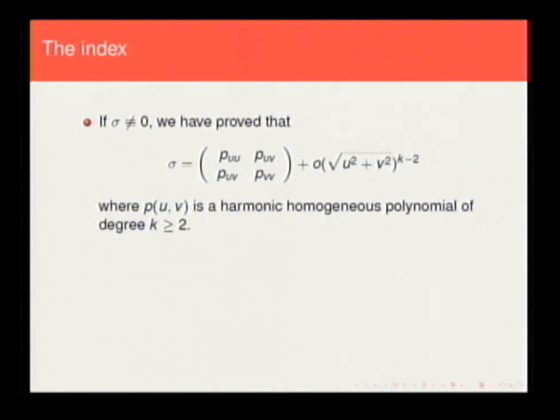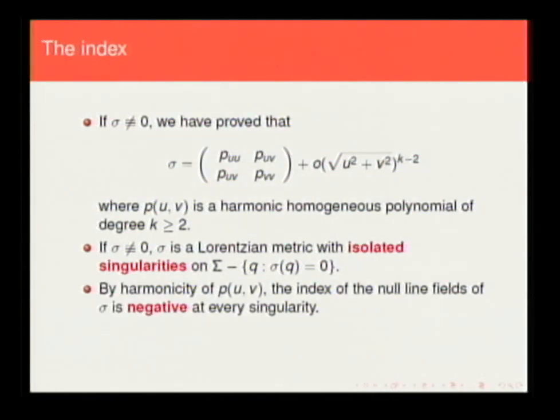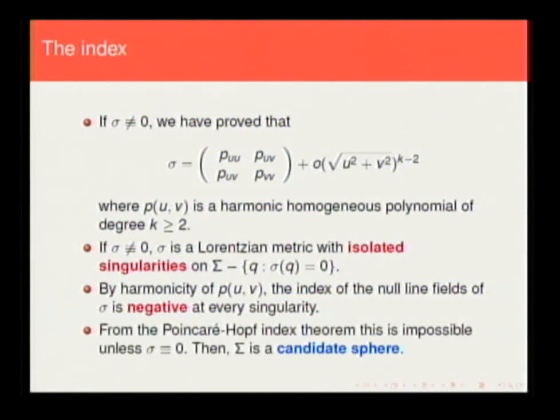Observe that, because P is harmonic, this metric is Lorentzian. The trace is equal to 0, so it is Lorentzian. If sigma does not vanish identically, sigma is a Lorentzian metric and has isolated singularities. This is due to the fact that the polynomial is harmonic. And also the harmonicity of P gives that the index of the null line fields of sigma is negative at every singularity. So the Poincaré-Hopf index theorem asserts that this is impossible unless sigma vanishes identically. If sigma vanishes identically, we are saying that our surface is a candidate sphere. So this is more or less the main idea of the proof.